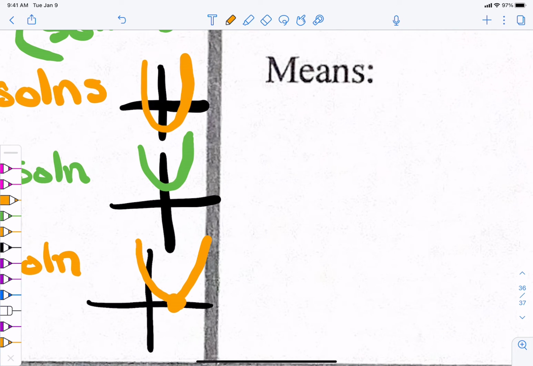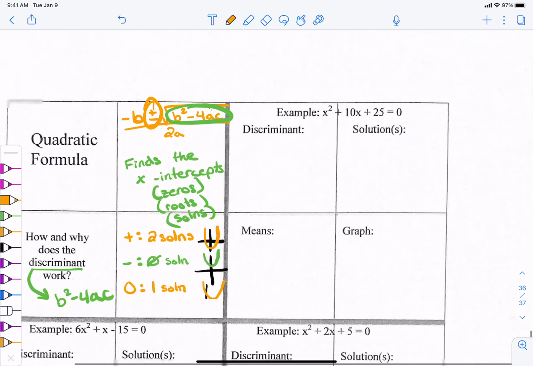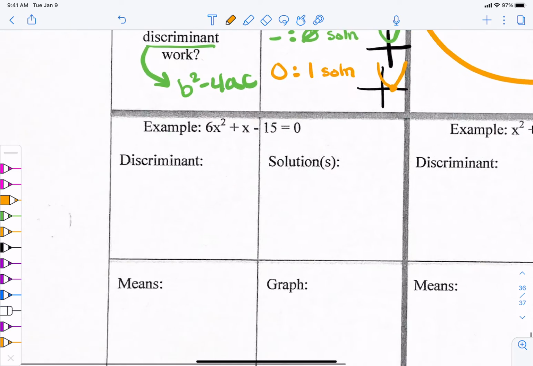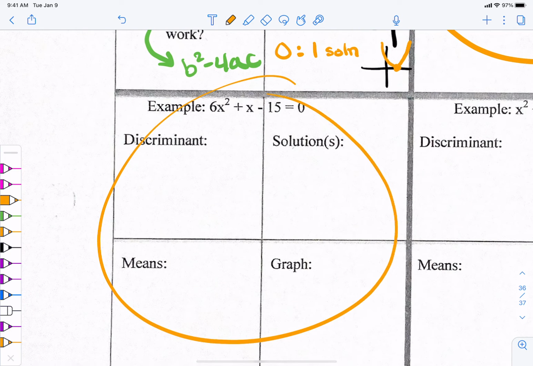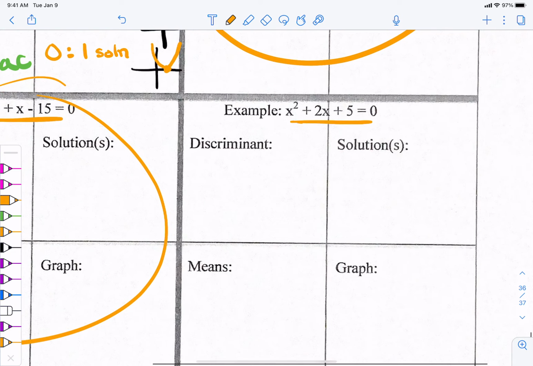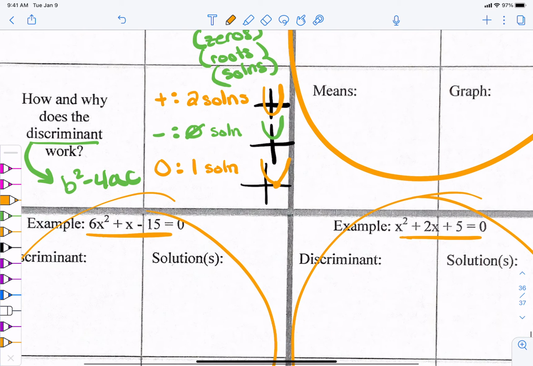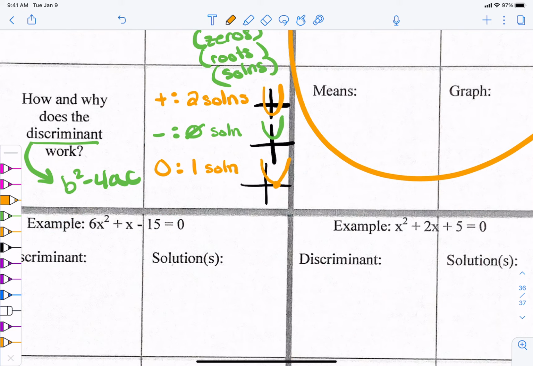Okay, all right, so let's go. We have this chunk right here referring to this example. Then we have a chunk down here that's referring to this example, and we have a chunk over here referring to this example, okay? So what I'm guessing is you're going to have one that has 2 solutions, one that has 0 solutions, one that has 1 solution, probably, okay? All right, so let's do that. We're going to do these together.